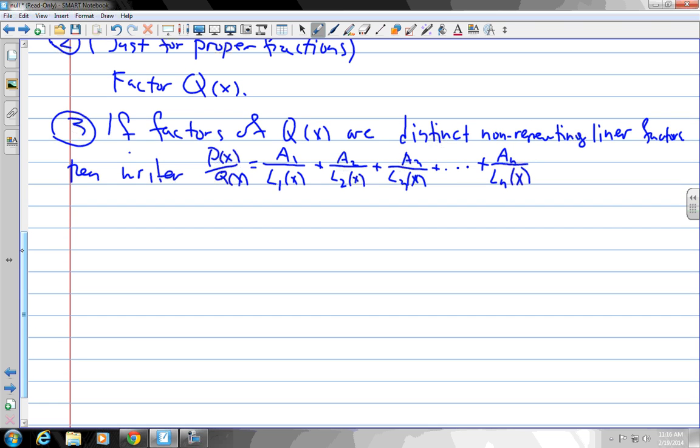And then you just integrate each term. So you're going to solve for all of those a sub i, and then integrate each term. You'll get a whole bunch of natural logs. That's the scenario you saw earlier, when our denominator factors into just non-repeated linear terms. So just do that.